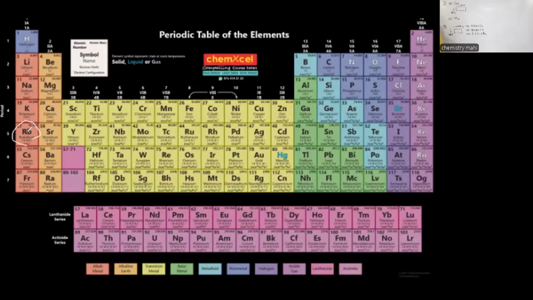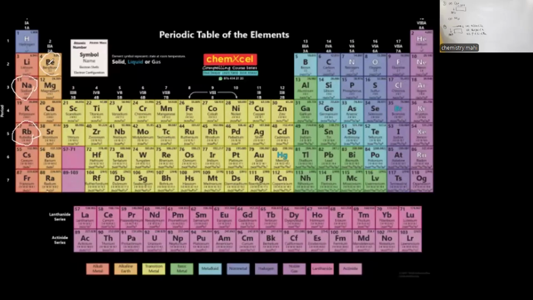This is where you get rubidium. And next you have sodium. Sodium, where do you find sodium? Here. The sodium should be smaller than rubidium as the size increases down the group. And beryllium also. Beryllium is on this side and top.